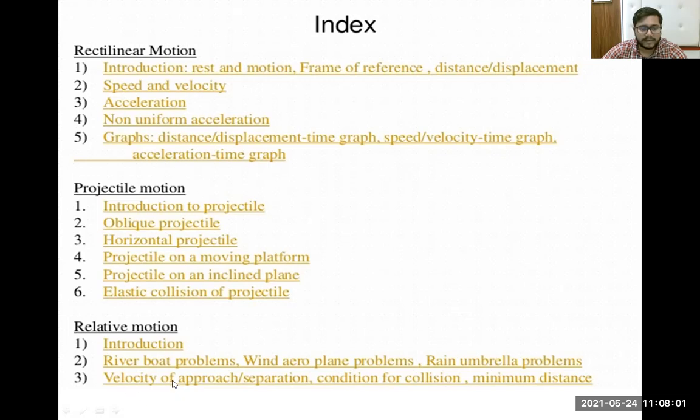And then we will discuss the very last important topic in this relative motion, which is called velocity of approach or separation, and the condition for collision as well. And we will lastly discuss the minimum distance approach to solve some very good types of problems.